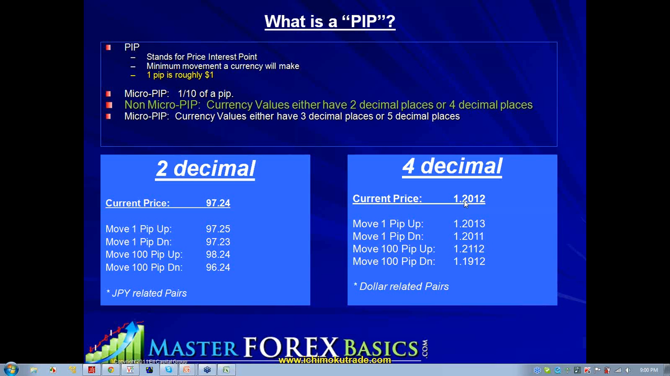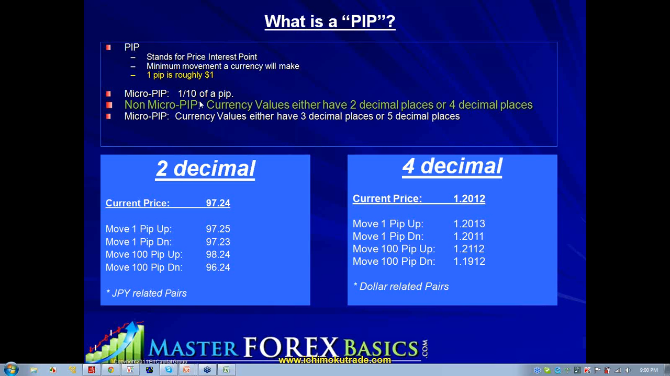Over here, this will be 12,012. If it goes to 12,013, how many points did it go up? 1. So that's the way you look at it. It's 1 pip. Now, this works if you get rid of the decimal places, as long as you have an even number of digits.